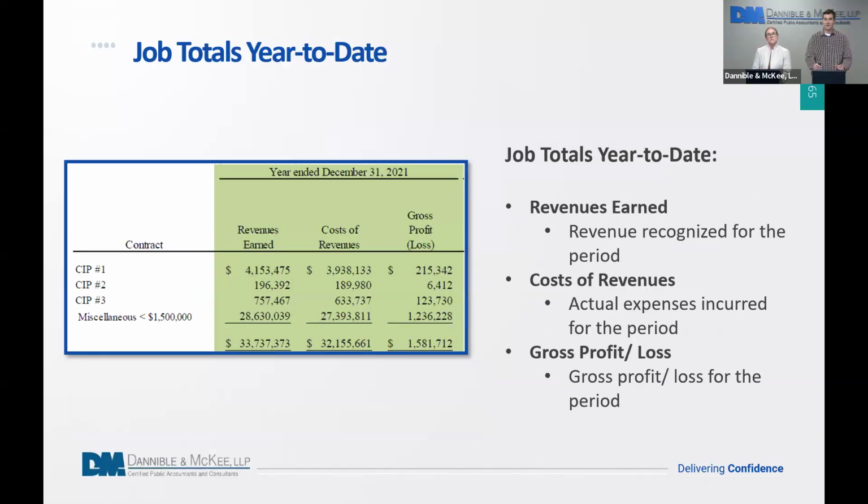On the WIP schedule, you also want to show job totals year to date. So that's going to just show the year to date revenue, cost of revenue, and the gross profit or loss for the period, kind of like we talked about before. So you're showing them the information on your job to date performance, and you're showing them how that is reflected in the year to date performance of the company.